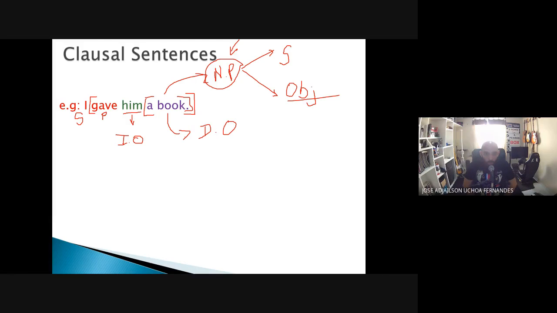Do you agree with this analysis? Because him is the direction of the giving. What did you give him? A book. Who did you give a book to? Who did you give the book to? I gave a book to him.